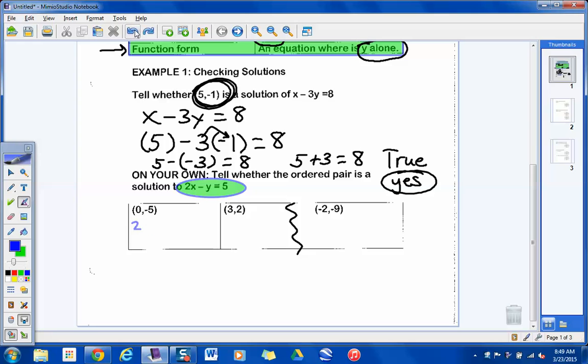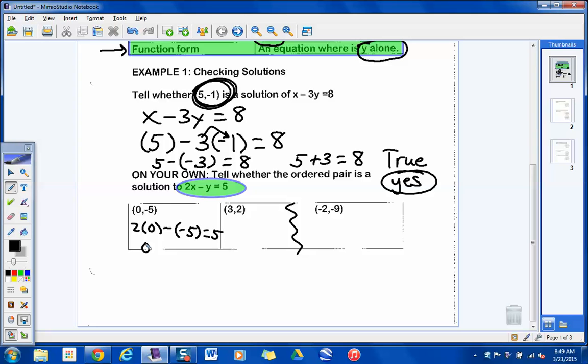We want to know if that equals 5. Well, help me out, guys. What's 2 times 0 right here? 0. Oh crap, I got it wrong. How about this subtracting of a negative? It's like a double negative, so this is like plus 5 right here, isn't it? Can you see it right there? So it's like plus 5. Guys, is 0 plus 5 equal to 5? Statement true or false? True. So is 0 comma negative 5 a solution? Yes, it is.